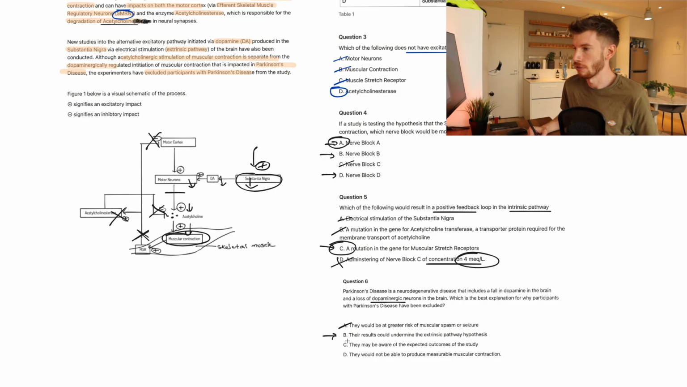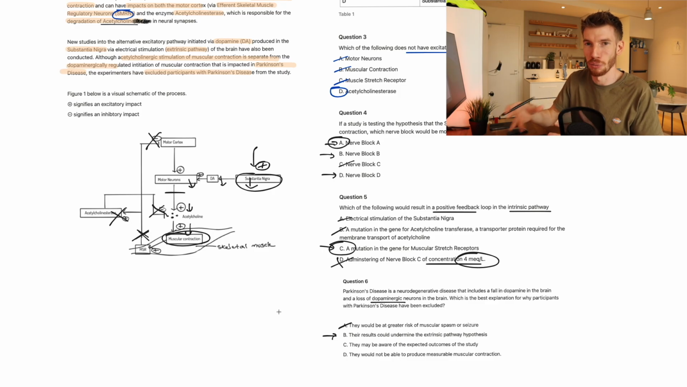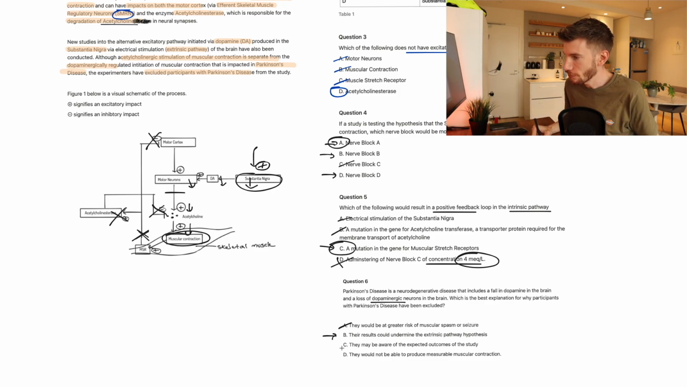Let's rule out the other two though. So they may be aware of the expected outcomes of the study. That one's just to check if people are guessing. There's no mention of blind, double-blind studies or anything like that. And it also can't change anything because this is biological. So it's not a psychological study. So even if you're aware of what the outcome should be, you cannot change the way your brain works if it's being electrically stimulated in any way.